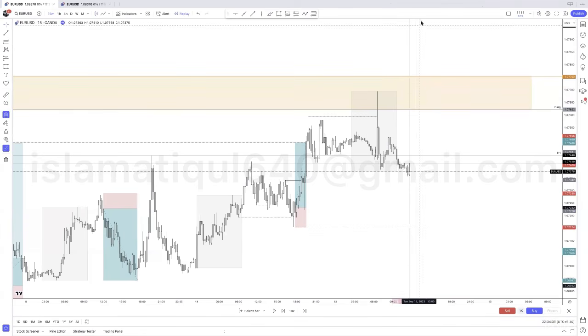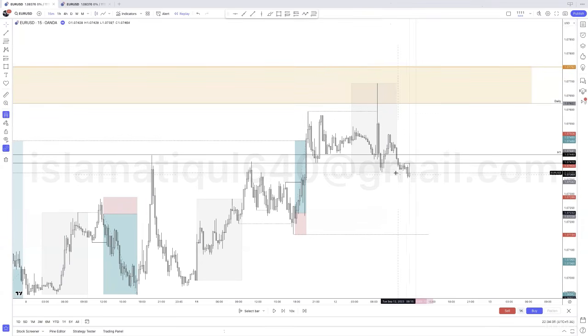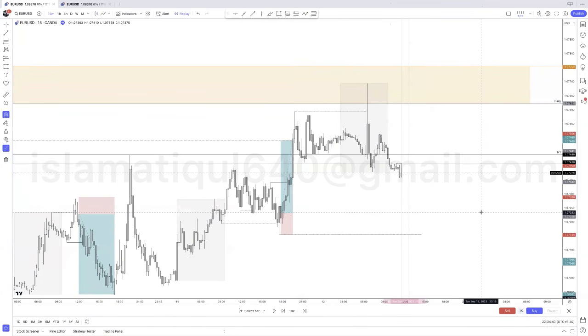Since Asia has already done the job, they have swept liquidity from the previous day's high and everything. We saw what H4 was doing, so do not get confused on the lower time frames. On the H4, we know that this is the next point with sell stops. So now we're going to take a sell.